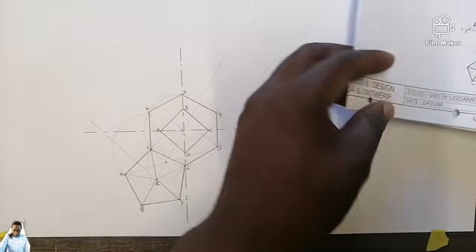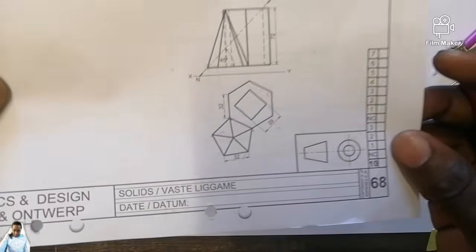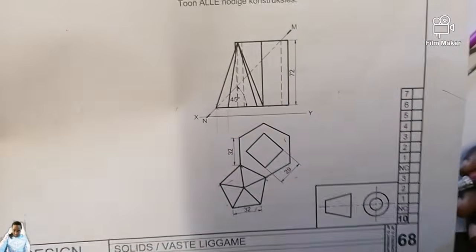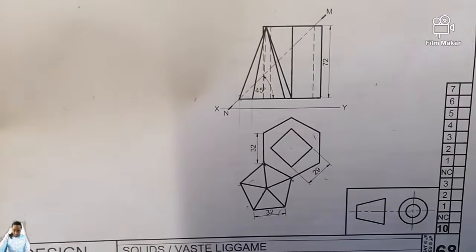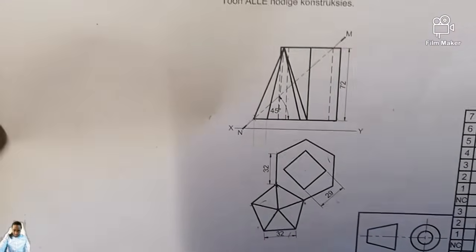So now let's go up with our front view now. We can now say the top view is complete. We've drawn our top view complete. Now let's approach the front view.